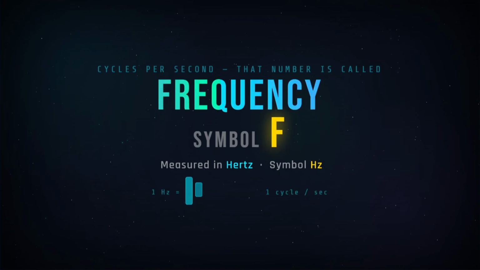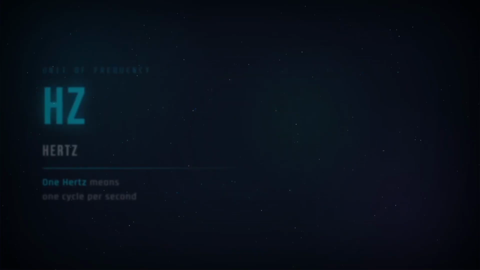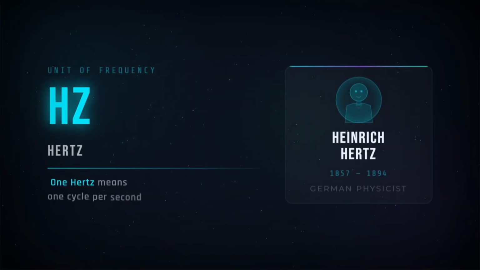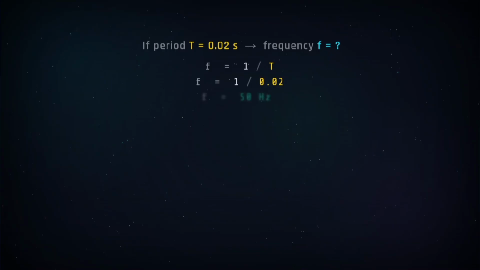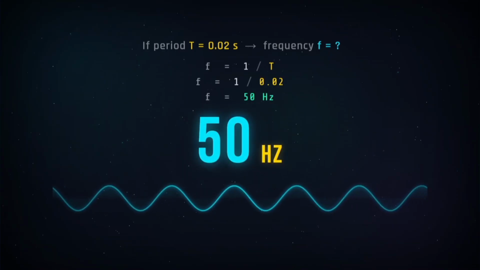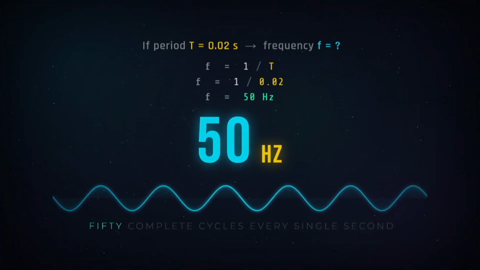That number is called the frequency. We use the symbol F, and it is measured in a unit called Hertz. 1 Hertz means 1 cycle per second, named after the German physicist Heinrich Hertz. The relationship between both is beautifully simple. Frequency is the reciprocal of the time period. If the period is 0.02 seconds, the frequency is 1 divided by 0.02, which equals 50 Hertz, which means 50 complete cycles every single second.